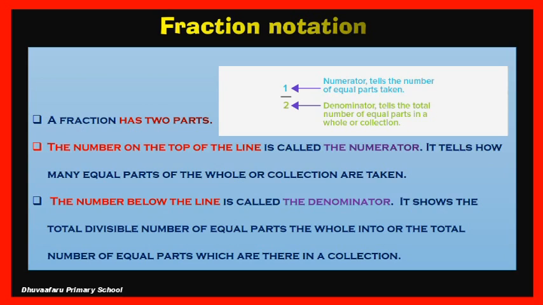Fraction notation. Students, a fraction has two parts. The number on the top of the line is called the numerator. It tells how many equal parts of the whole or collection are taken. The number below the line is called the denominator. It shows the total number of equal parts the whole is divided into, or the total number of equal parts which are there in a collection. Here you can see half. So 1 is the numerator and 2 is the denominator.